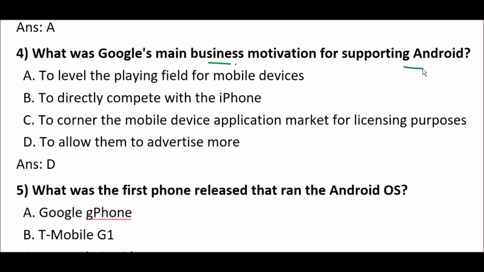Option A, to level the playing field for mobile devices. Option B, to directly compete with the iPhone. Option C, to corner the mobile device application market for licensing purposes. Option D, to allow them to advertise more. Right answer is option D, to allow them to advertise more. So Google's main business motivation for supporting Android is to allow them to advertise more.